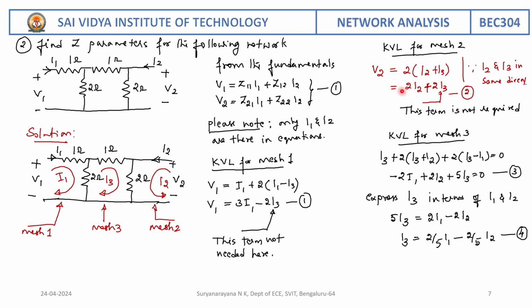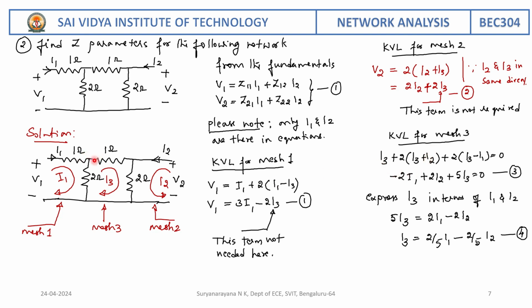Therefore, we can write 2I2 plus I3. Again, compare this equation 2 with the standard equation shown here. Here we have I3 which is to be expressed in terms of I1 and I2. Therefore, apply KVL to mesh 3 by considering I3.